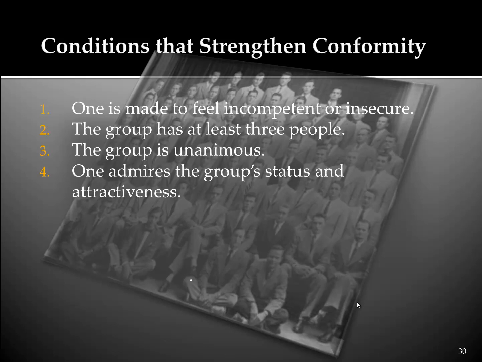One admires the group's status and attractiveness. The more attractive a group is, the more you're going to desire to fit in. And so you dress the way they dress, and behave the way they behave, because you really want to be a member of that particular group. One has no prior commitment to a response. It's kind of like, hey, I don't have a dog in this hunt. Whatever you say, fine, I'll go with it.